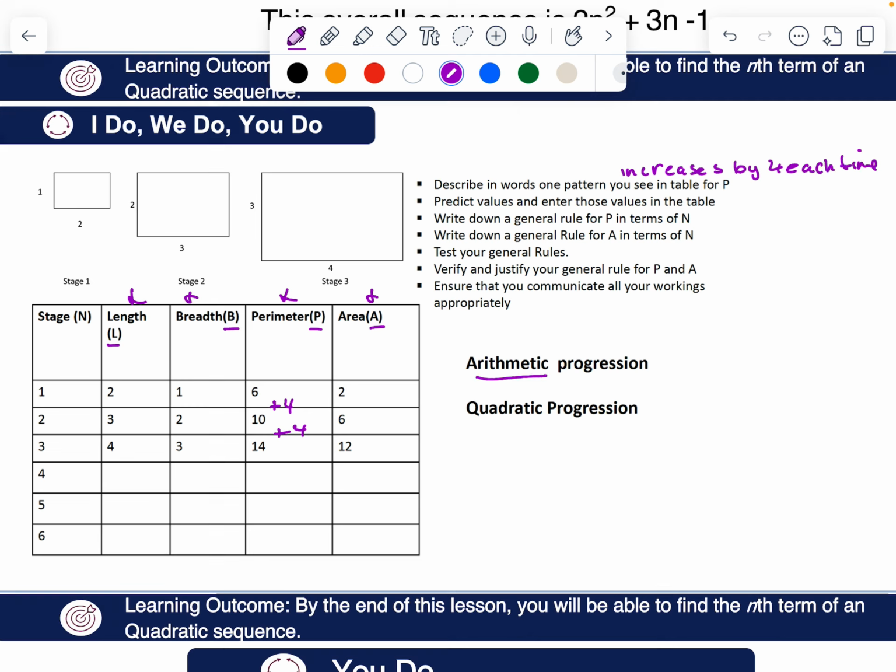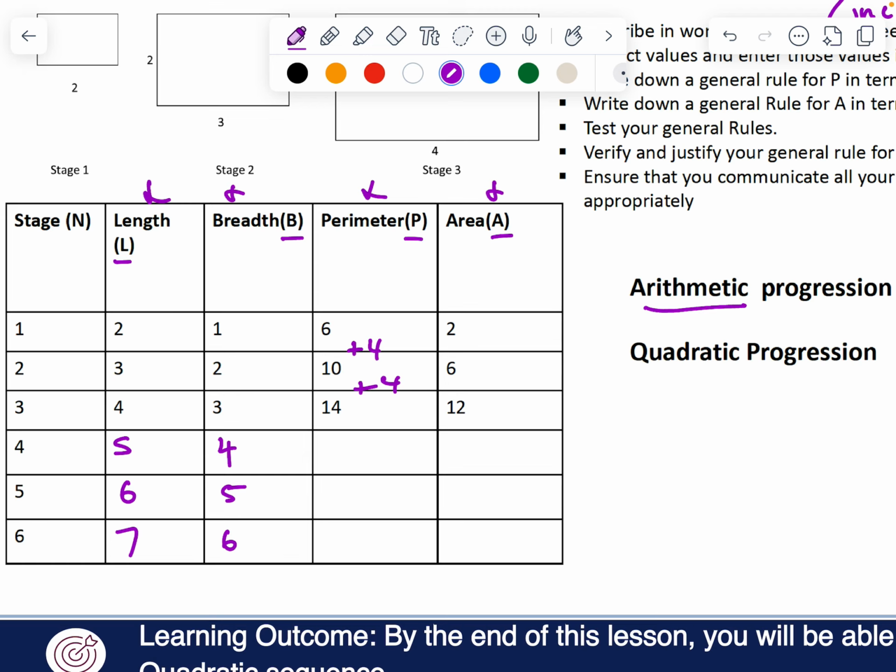That one's done. It says predict values and enter those values in the table. So it doesn't actually ask which column, so we're going to do them all. So the first one for the length is 2, 3, 4, 5, 6, 7. The next one is 1, 2, 3, so 4, 5, 6. The perimeter is 6, 10, 14, so we just worked out it's going up by 4s each time.